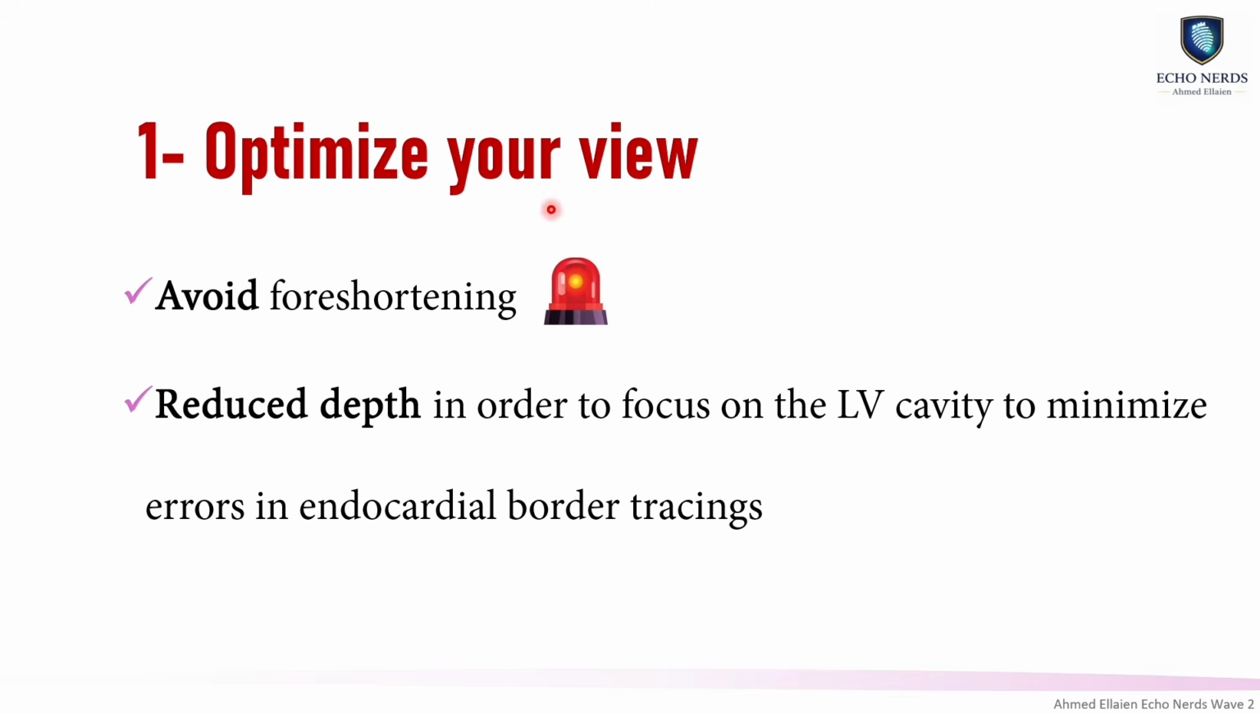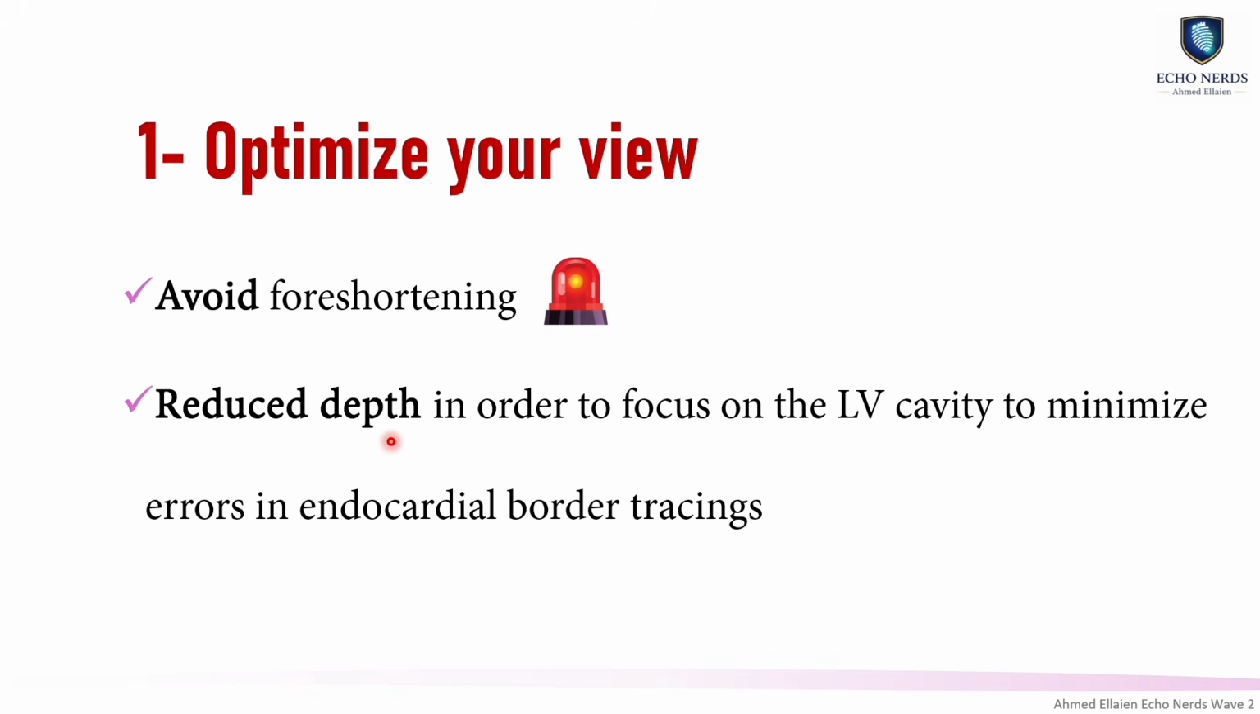First of all, optimize your view. We have to avoid foreshortening, which is very important, because foreshortening will cause underestimation of the LV cavity size and volume. So we have to make sure that we are seeing the true apex in our view. And here I recommend you go back to the first lecture of EchoNerds Wave 1, in which we discussed the appropriate echo views and what is the meaning of foreshortening and how to avoid it.